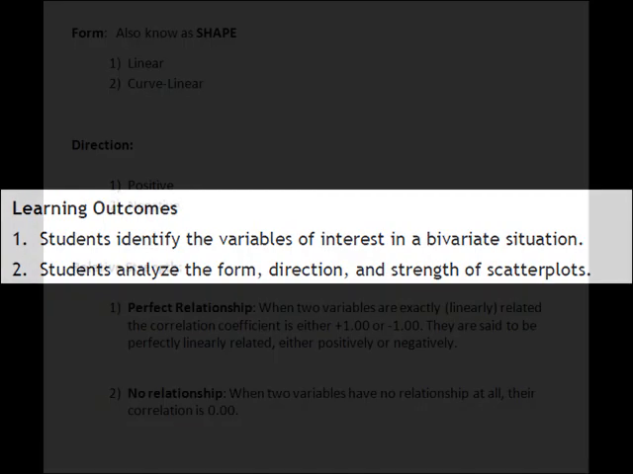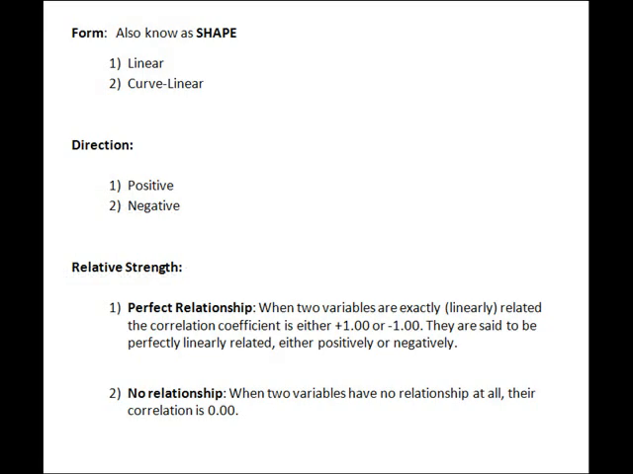Now let's talk about some definitions. First, form is also known as shape. So when you look at a scatter plot, typically scatter plots can be broken up into two different types of shapes: linear and curvilinear. The second definition is direction. Direction, you're very familiar with, identifying whether a scatter plot is positive or negative.